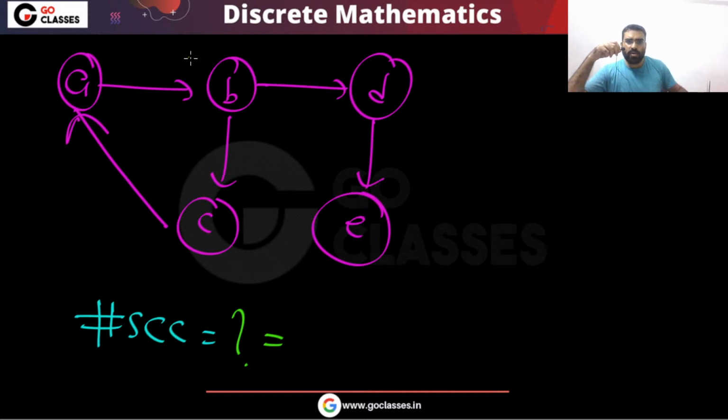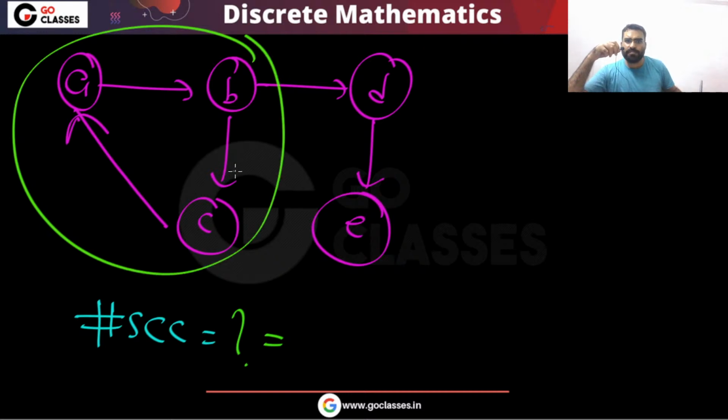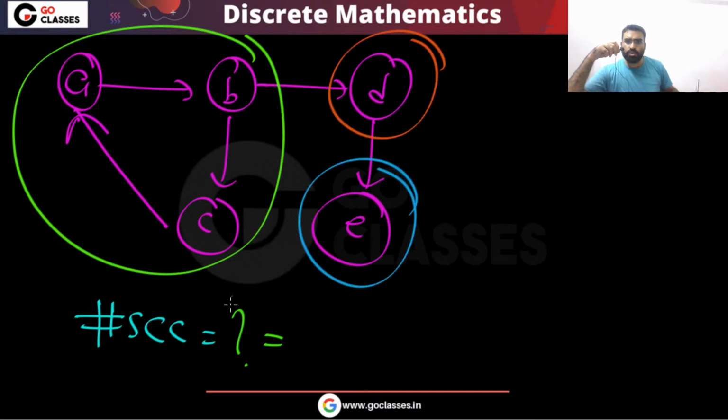What is that? Okay, this is a strongly connected component. This is another strongly connected component. This is another strongly connected component. And this is another strongly connected component. So in total you have three strongly connected components. Correct? Very simple. You can notice here every vertex is reachable from every vertex.